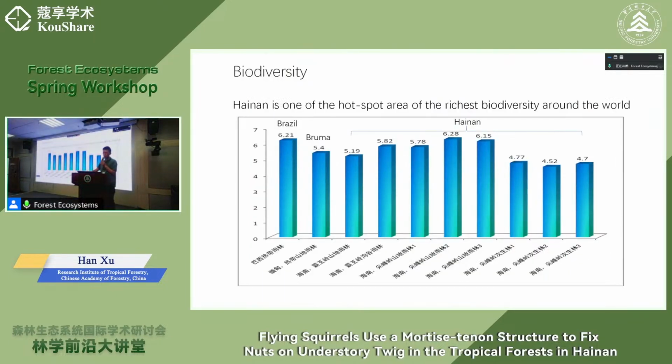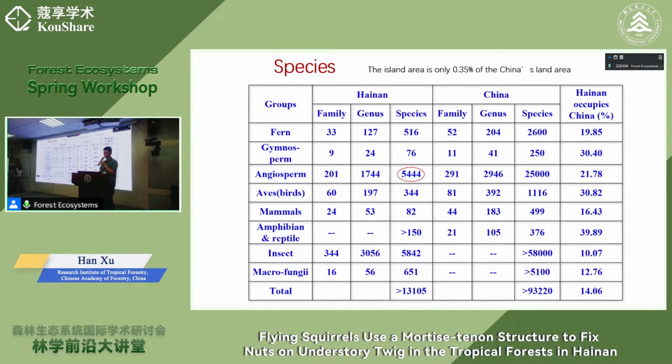Hainan Island is also one of the hotspot areas of the richest biodiversity around the world. This is the Shannon diversity. We can find that Hainan Island's diversity is very close to Brazil and higher than Burma. And this is the species composition in Hainan Island. For the plants, there are more than 5,400 species in Hainan Island. There are also many different species here.